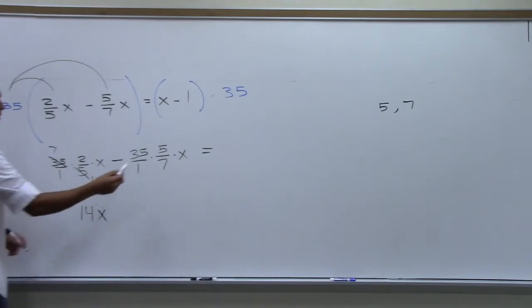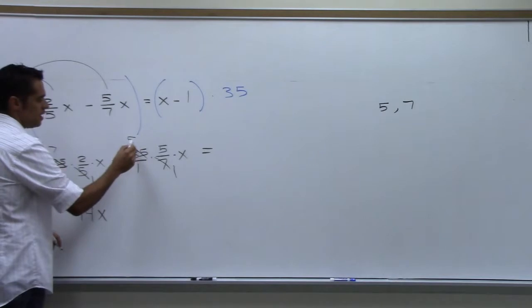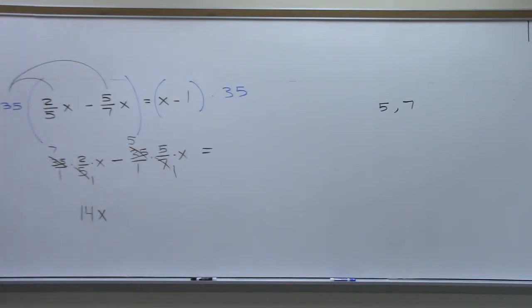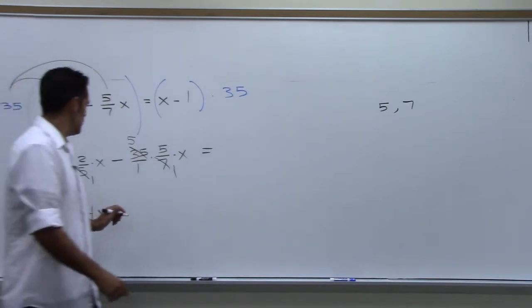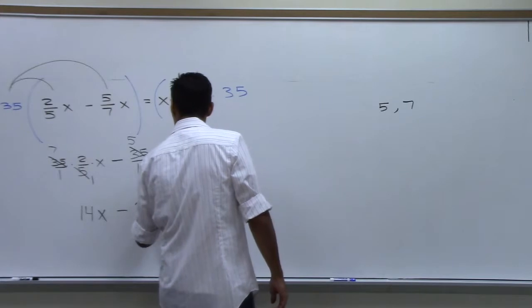And then over here, 7 goes into 7 one time and goes into here 5 times. So what do I have there? What's my second term right there? 25 over 1 times x, so minus 25x.